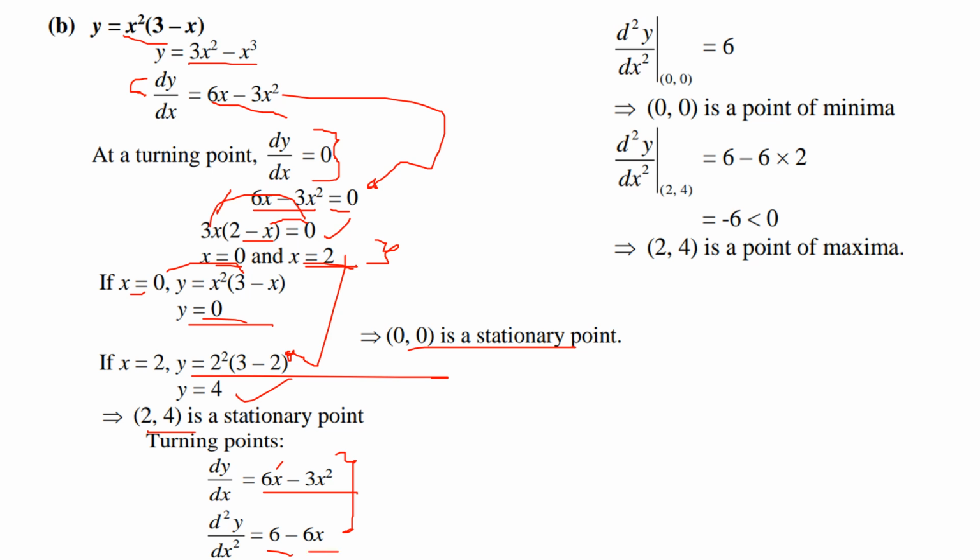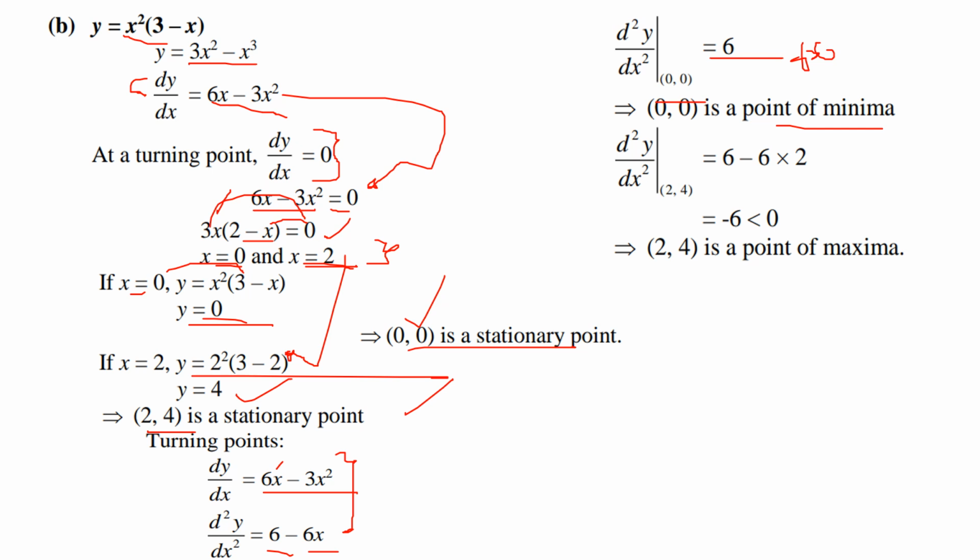And then we substitute for the value of x using this point and also this one. Starting with (0, 0), you find that your second derivative is positive 6. Now since 6 is greater than 0, we conclude that therefore that point is a point of minimum, because we said any point giving a value of second derivative above 0 is a minimum, and any point giving a negative value of second derivative is a maximum.